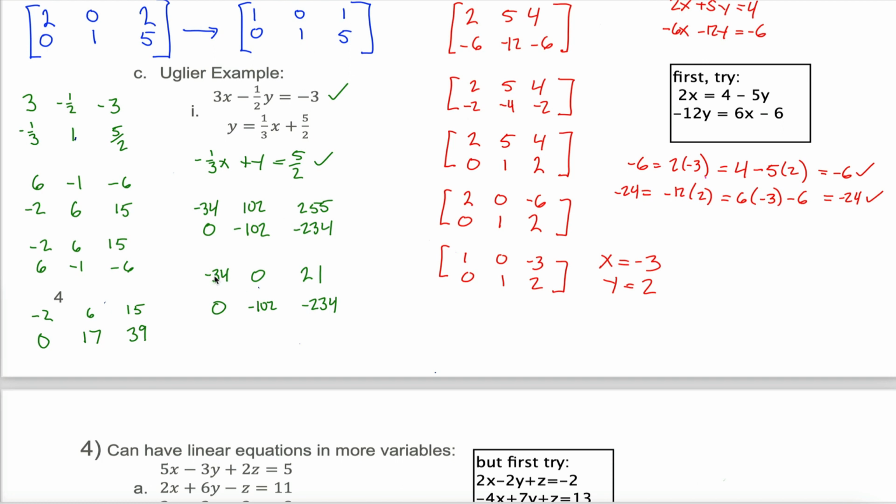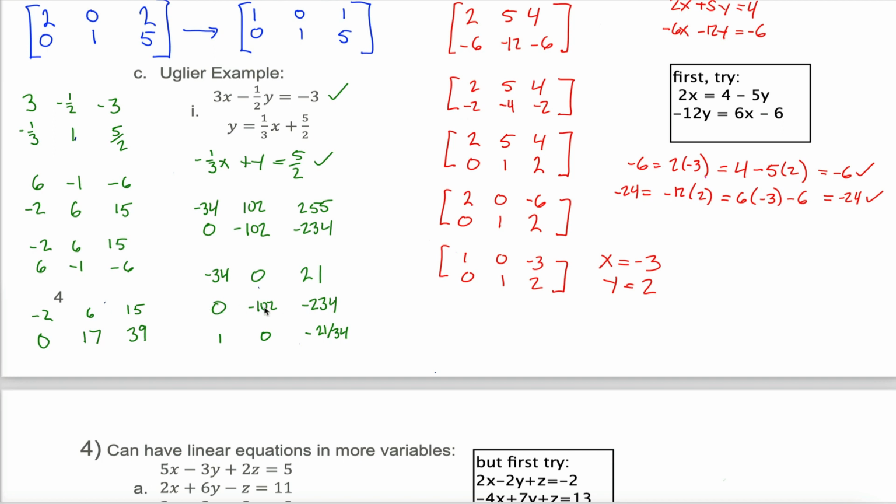How do you make a 1 in this place? Just divide everything by negative 34. Negative 34 divided by negative 34 would just be 1. 0 divided by negative 34 would be 0. And 21 divided by negative 34, let's see, a positive number divided by a negative number is negative. And 21 divided by 34 is 21 34ths.